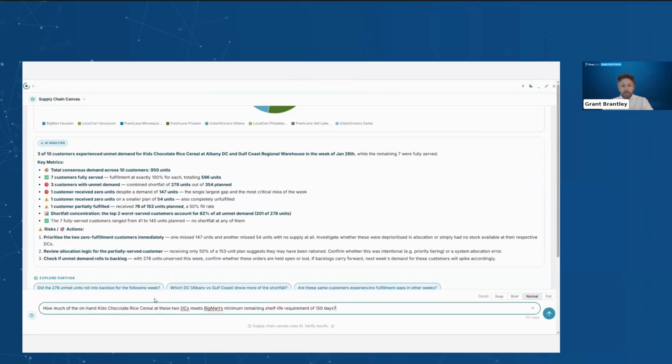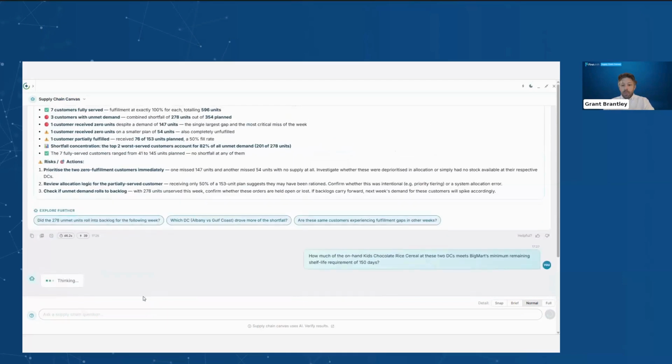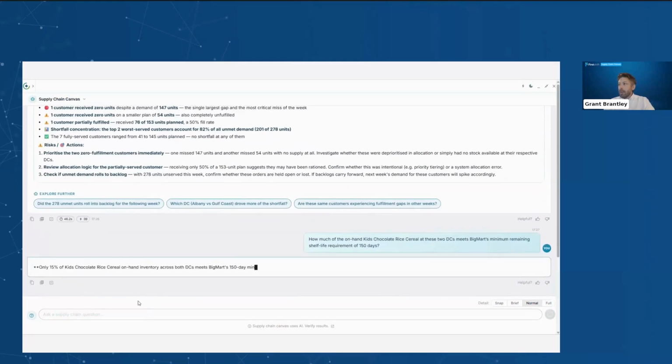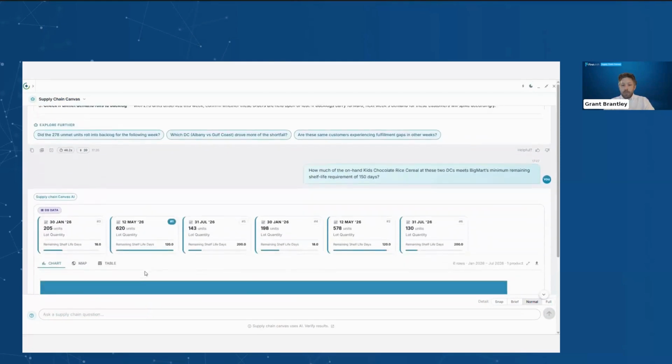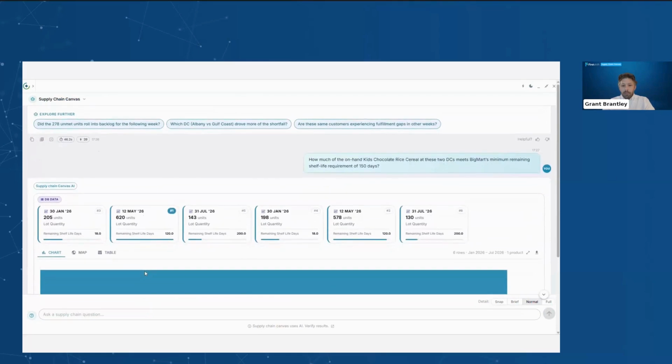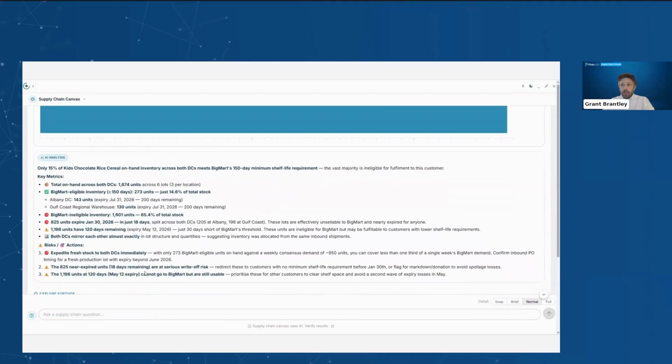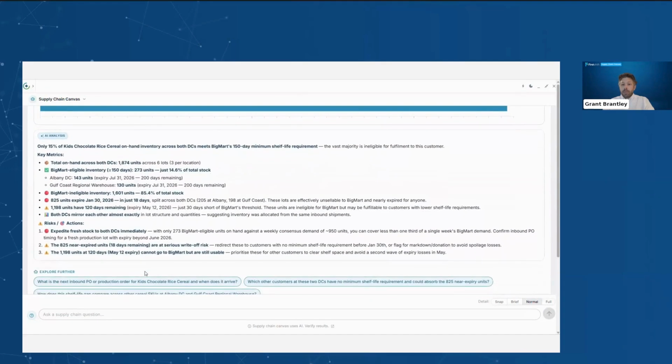Now, since Big Mart's our biggest customer, we remember they do have a 150-day shelf life requirement on some of their products. So I'm wondering now, Canvas, can you help me to identify how much of that on hand actually meets this requirement? And here we see we have around 1,874 units on hand across the 2 DCs, with only about 14.6% of that meeting Big Mart's 150-day requirement. So the other 1,600 is sitting right there in the warehouse, but we can't ship it to them. So we were never actually out of stock. We were out of the stock that Big Mart could accept.